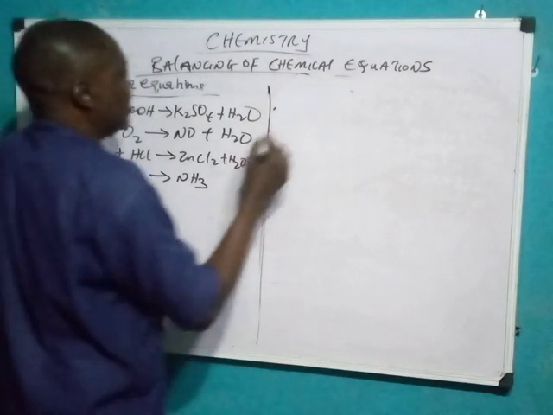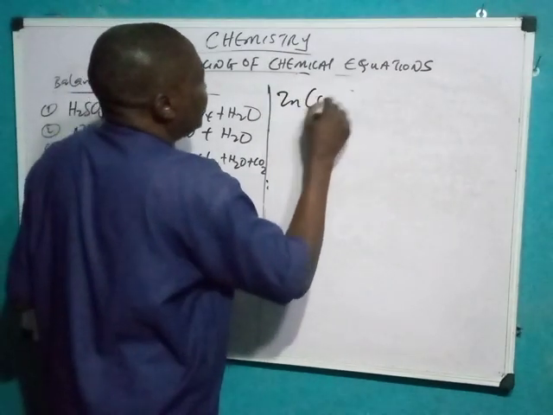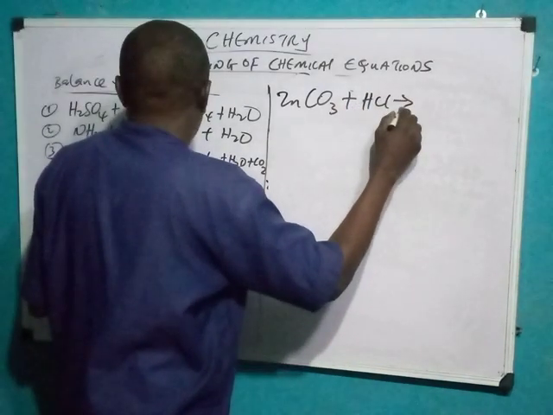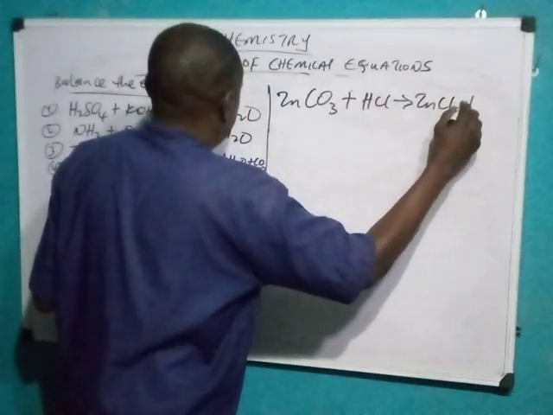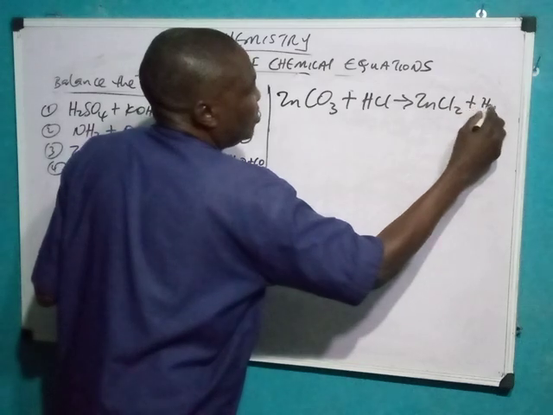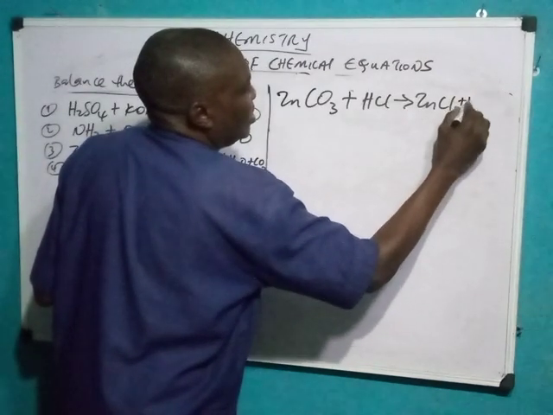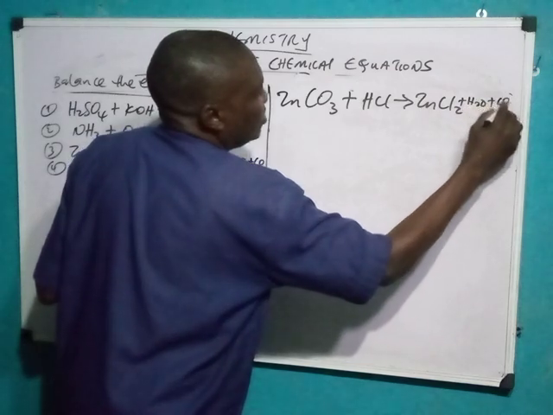The next one is zinc carbonate, ZnCO3 plus HCl to give you ZnCl2 plus H2O plus CO2. Let's write it well. H2O plus CO2.